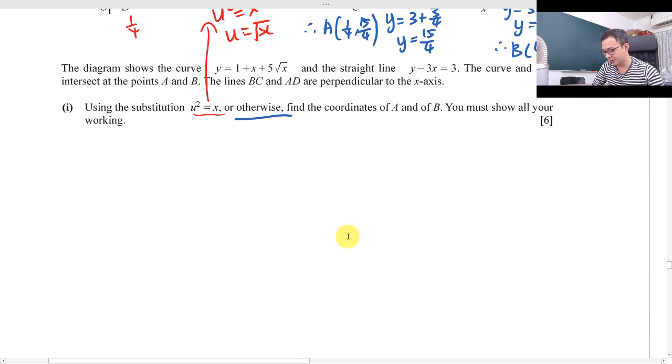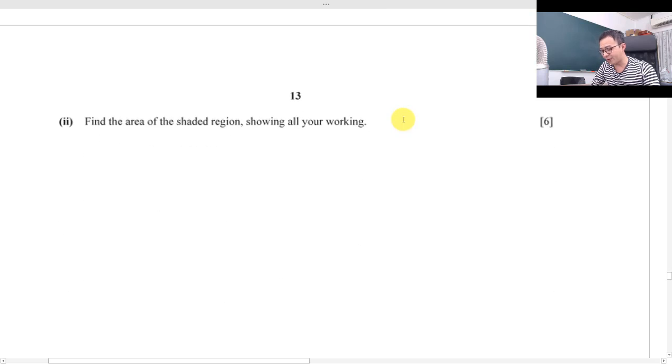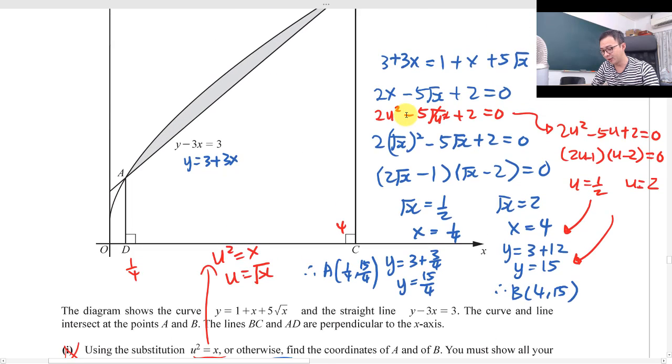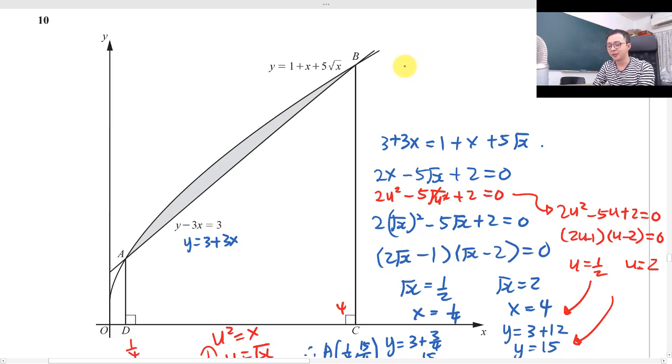Alright, so I'm done already, 6 marks. And the next thing is to find the area of the shaded region and show all your working. So I want to find the shaded region here. Because both of these have the intersection points, the easiest way I will always do is just integrate.